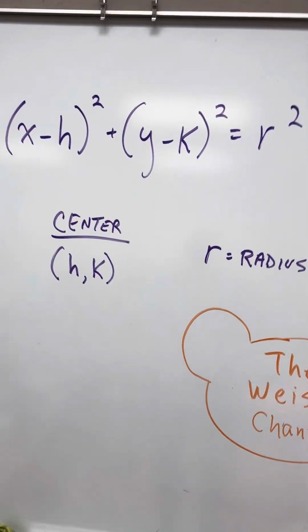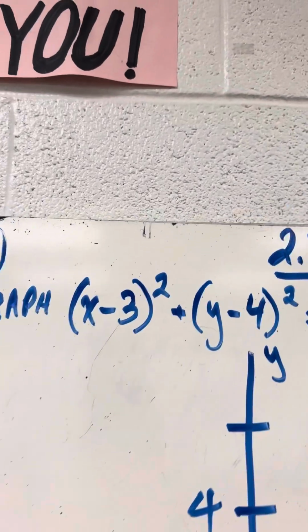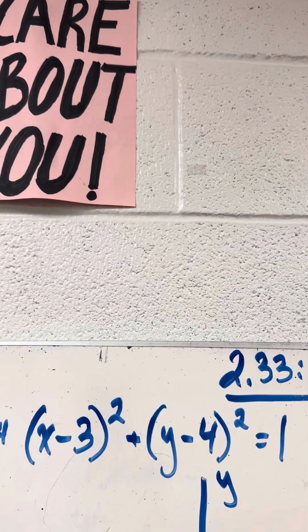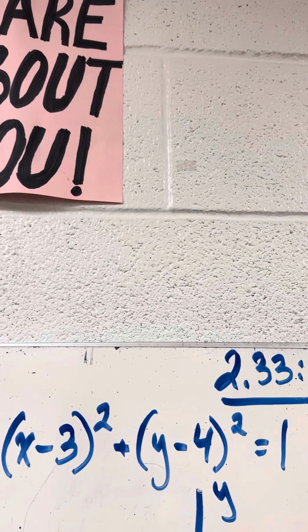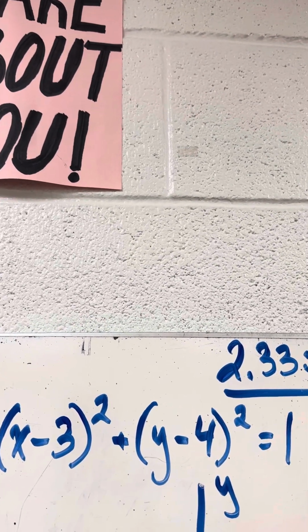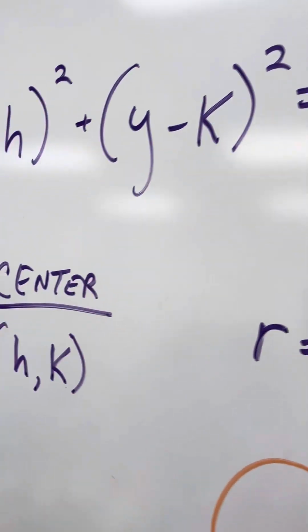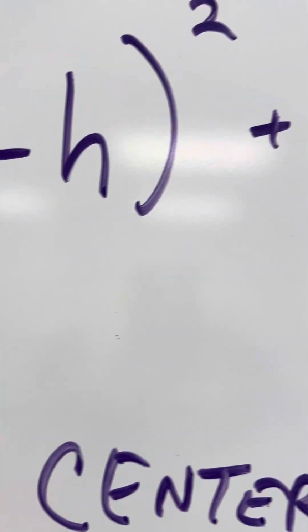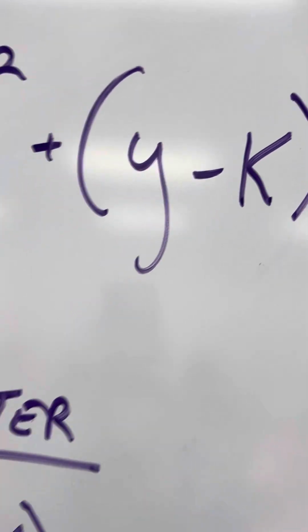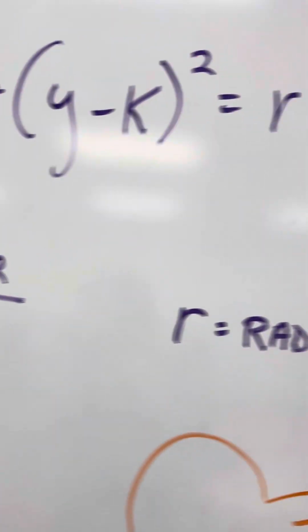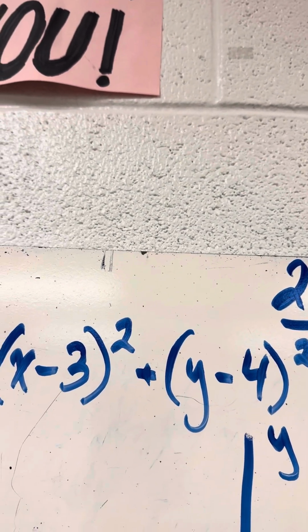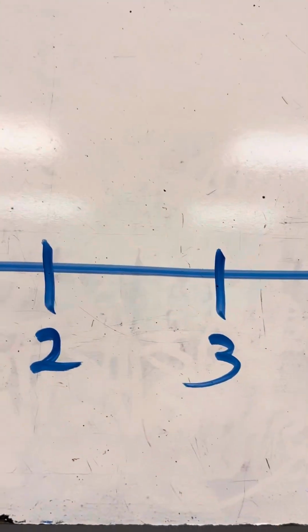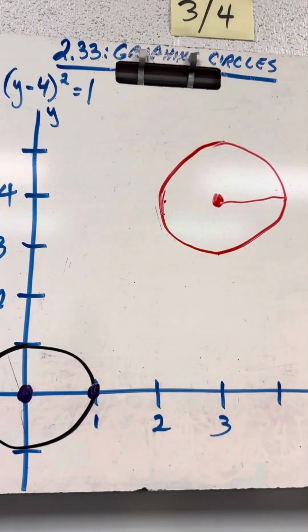For example, here we have (x minus 3) squared plus (y minus 4) squared equals 1. First of all, what's the center? Well, if the center is this h and this k, then the center (h, k) is going to be (3, 4), right? So here's 3 and 4. The center is right there at (3, 4).